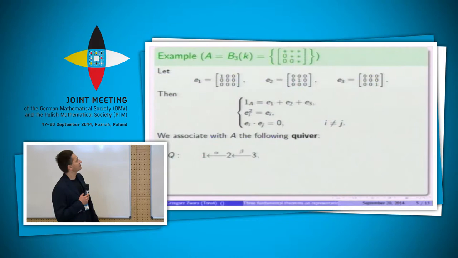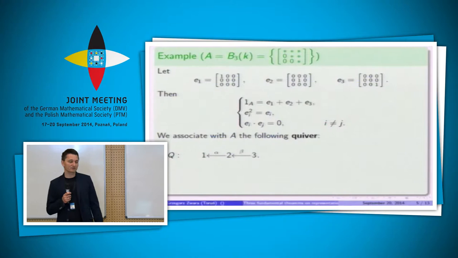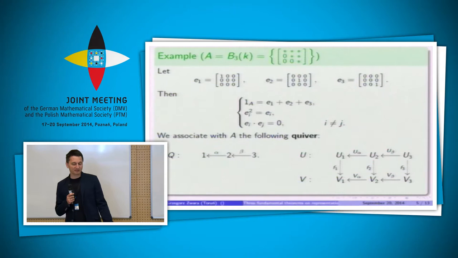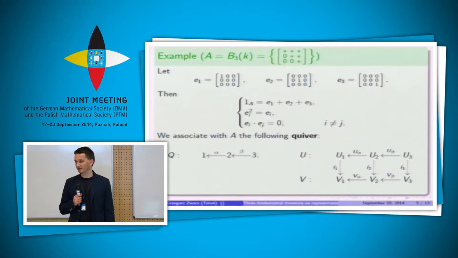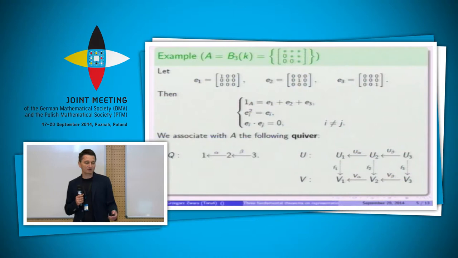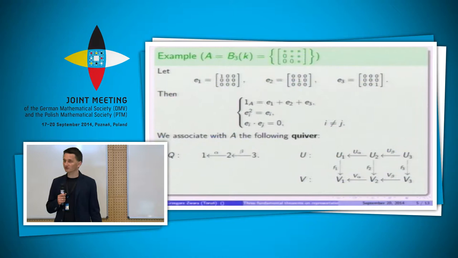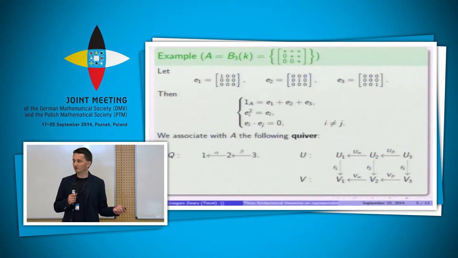Well, and why do we do this? Because representations of quivers, similar to modules over an algebra, form an abelian category. So what is a representation of the quiver? With each vertex we associate a vector space, in our situation a finite dimensional vector space, and with each arrow a corresponding linear map between the chosen vector spaces.